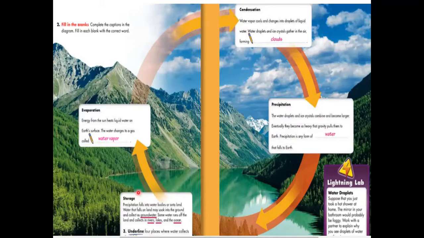The last step is storage. Precipitation falls into water bodies and onto land. Water that falls on land may soak into the ground and collect as groundwater, as you see in the video. Some water runs off land and collects in rivers, lakes, and the ocean. Please underline where the water will collect: groundwater, rivers, lakes, and ocean.